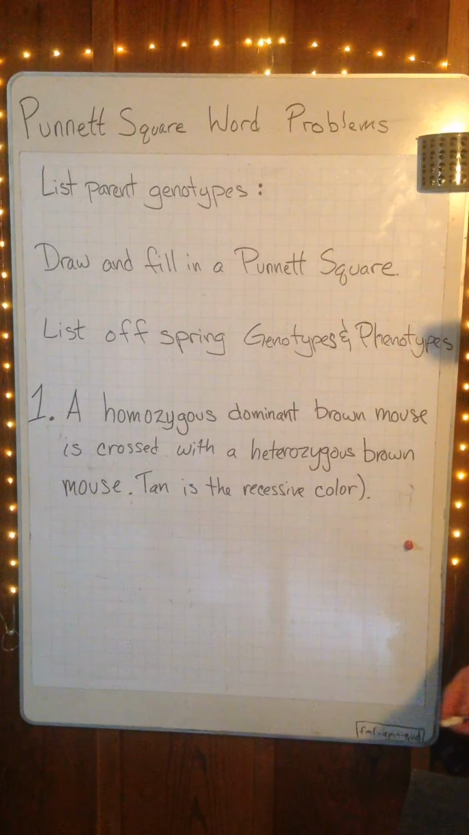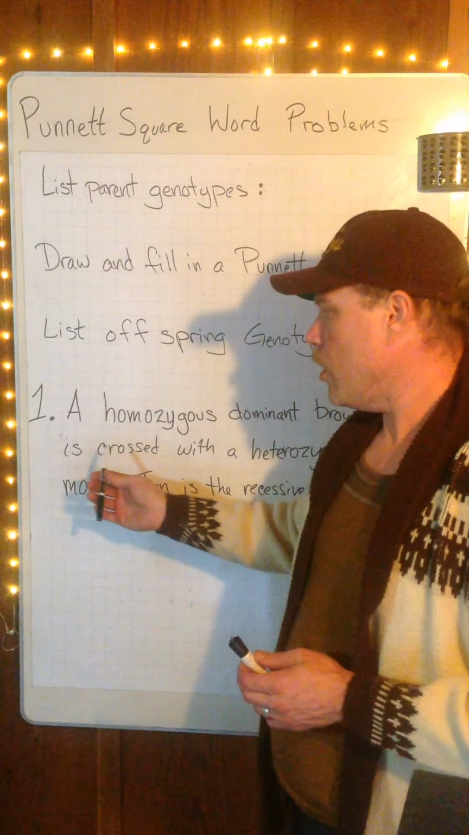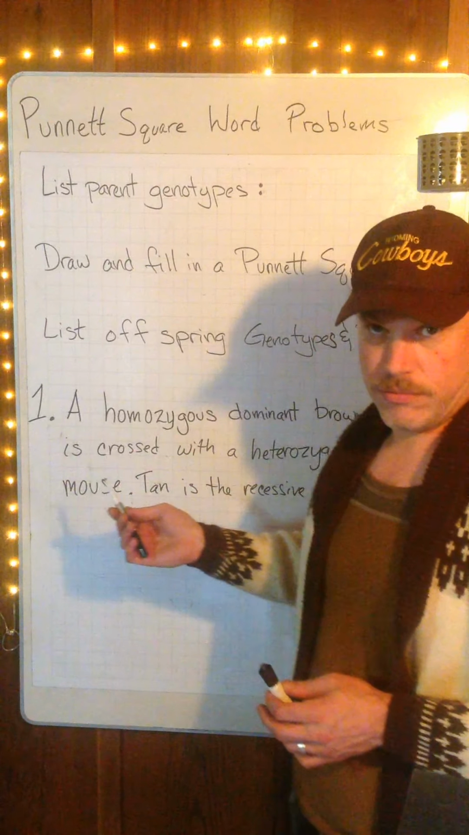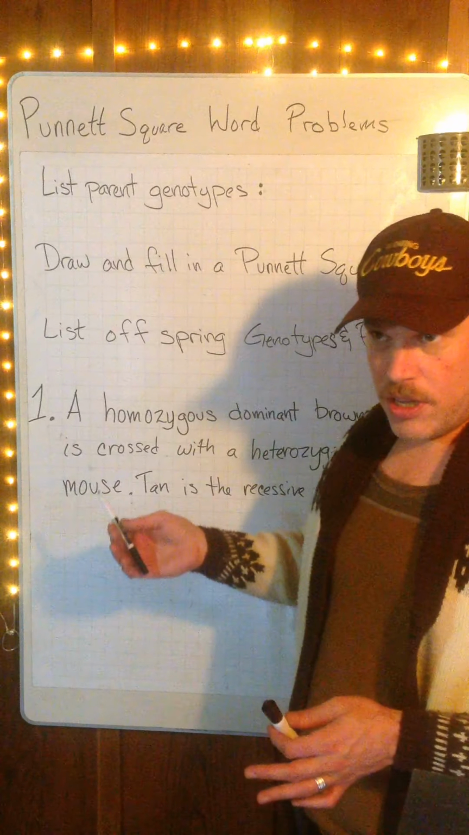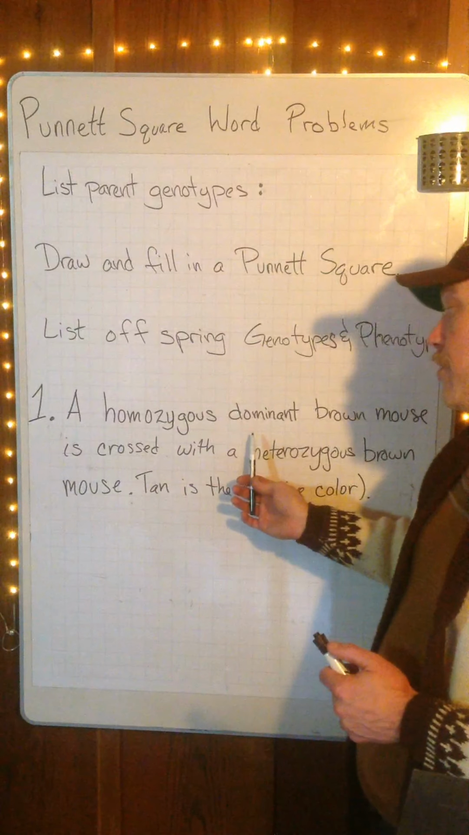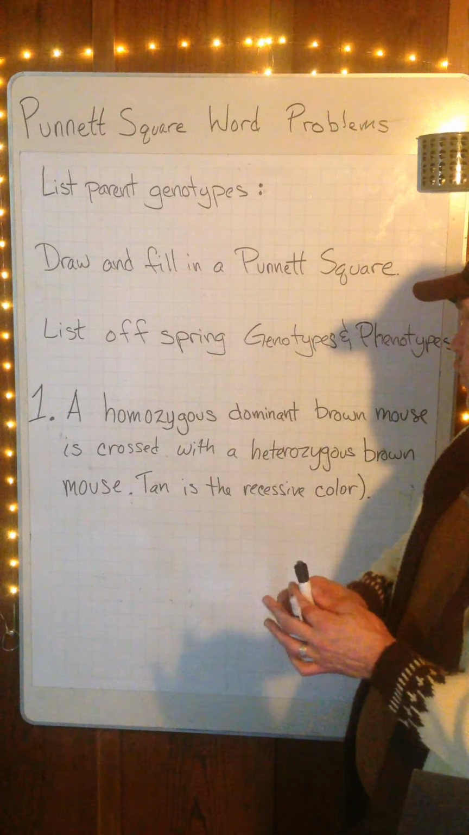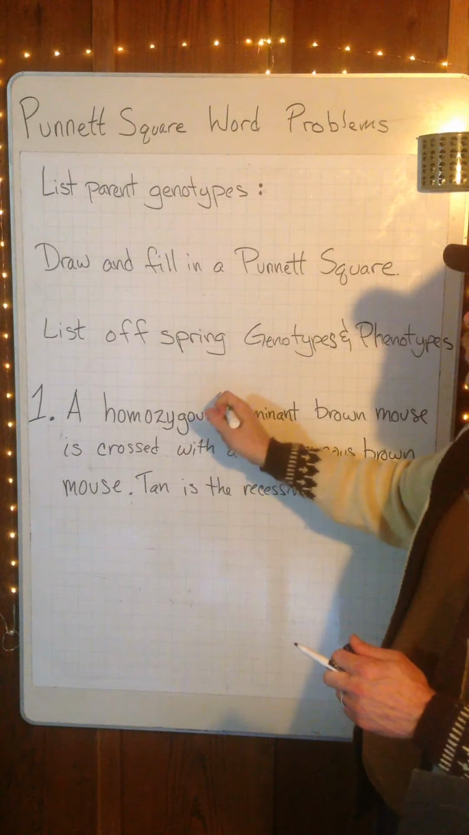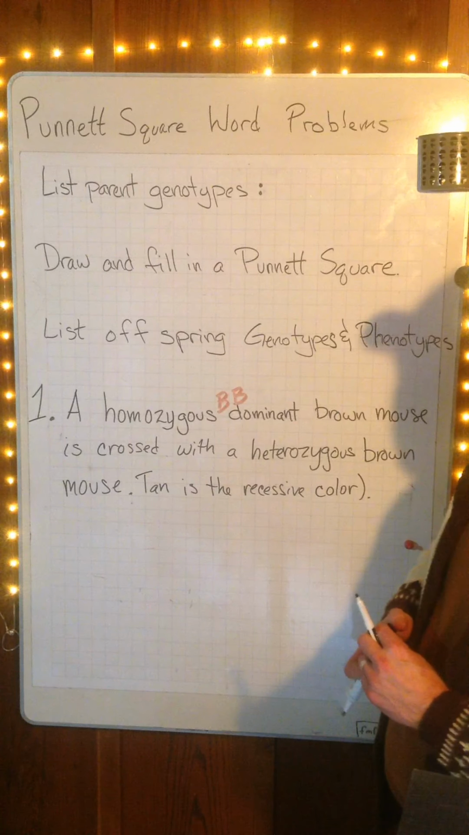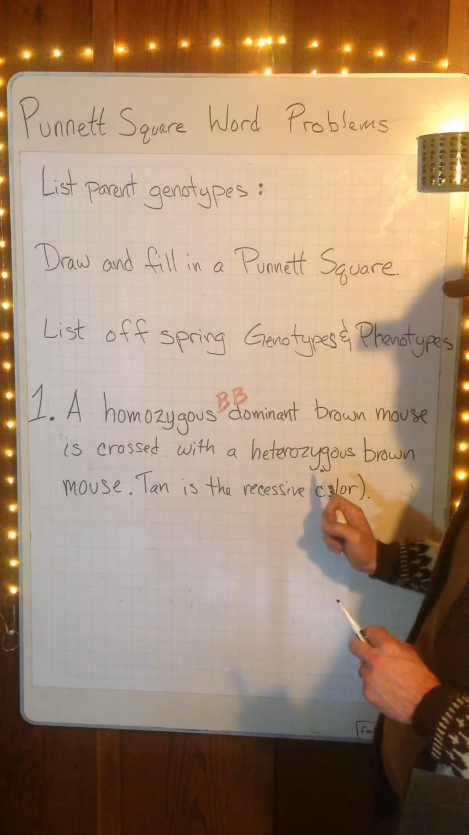For number 1, it says a homozygous. Now let's remember homozygous. Homo means same. So homozygous means it's going to have the same kinds of alleles, either dominant or recessive. So it's either capital B or lowercase b in this problem. So homozygous dominant, so capital B, brown mouse, so I'm going to have 2 capital B's. I'm just going to write that down as a little reminder to myself here. Capital B, capital B.